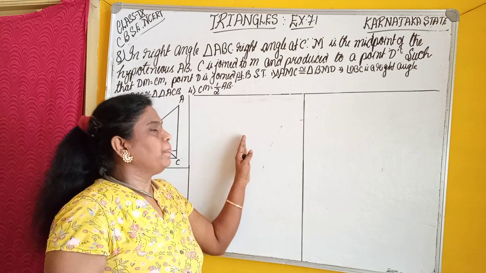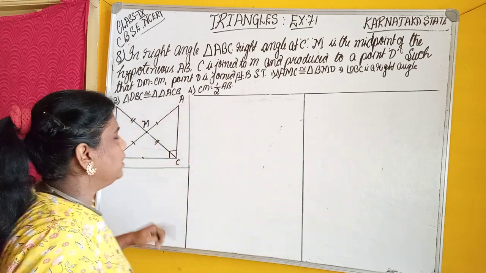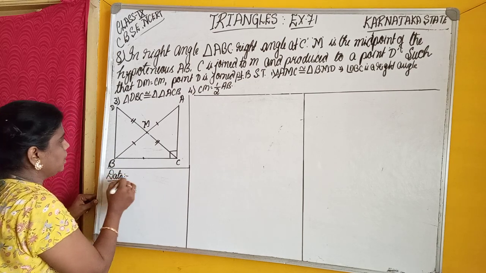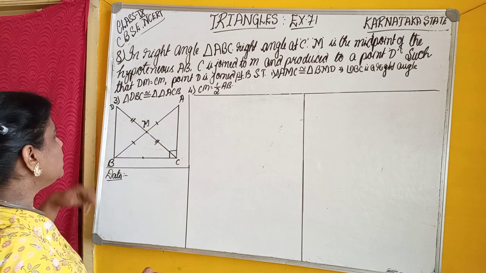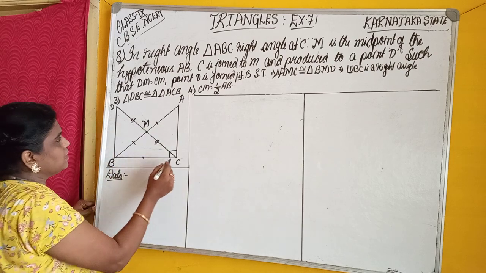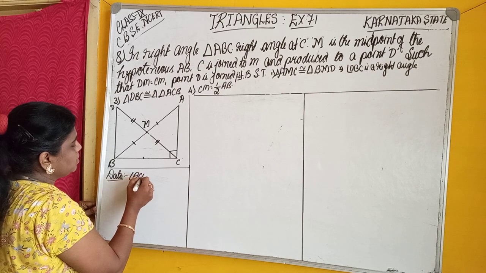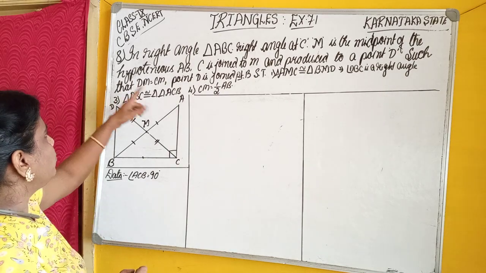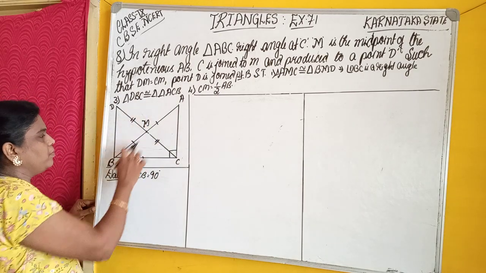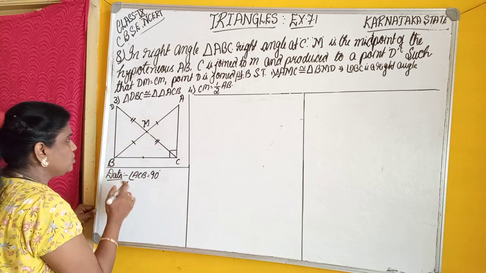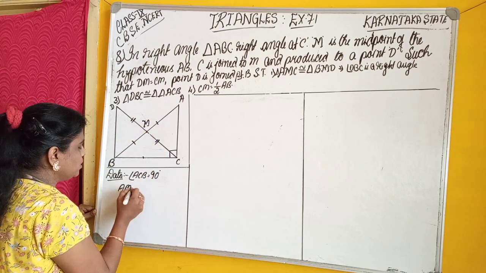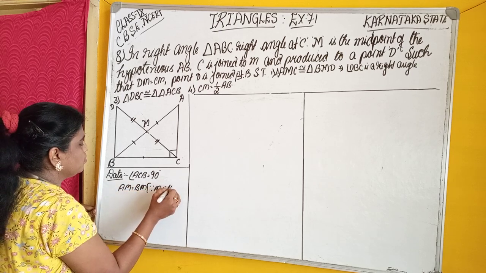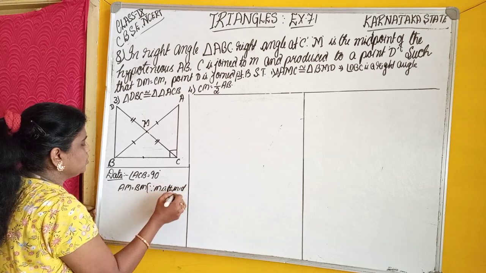First, let us start step by step. First write the data. What is the data given in this? Here it's given that ABC is a right angle triangle. In that angle ACB is equal to 90 degrees. It is given. And M is the midpoint of hypotenuse AB. Therefore, AM is equal to BM, because M is the midpoint.